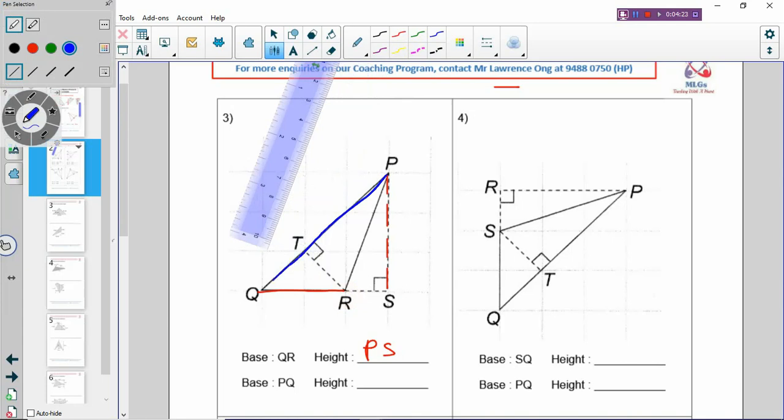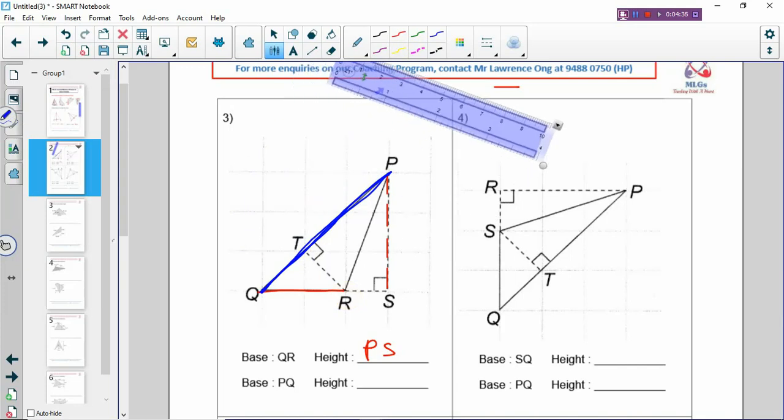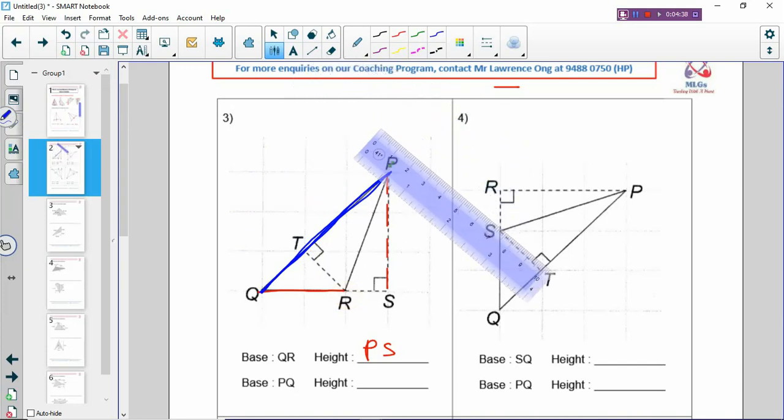So remember, the base has to be one of the three sides. So PQ is the base, one of the three sides of the triangle. And where's the height? Now instead of trying to turn the paper here and there, you should be using your ruler. No need to turn the paper around.